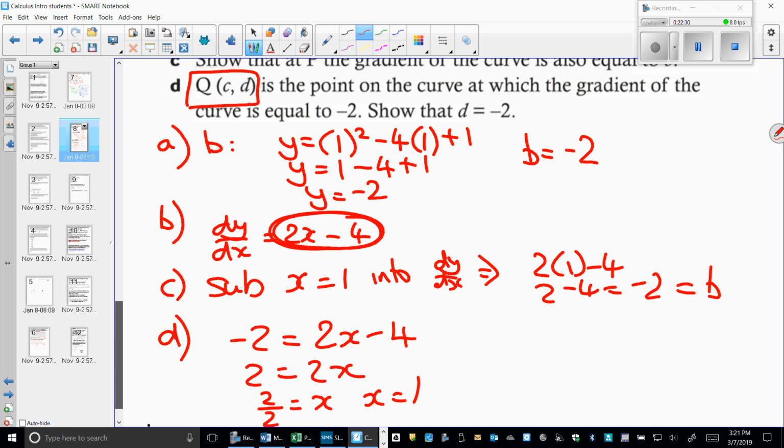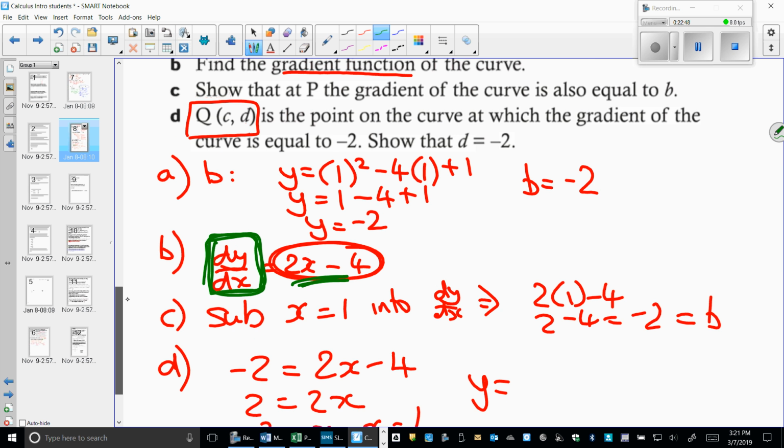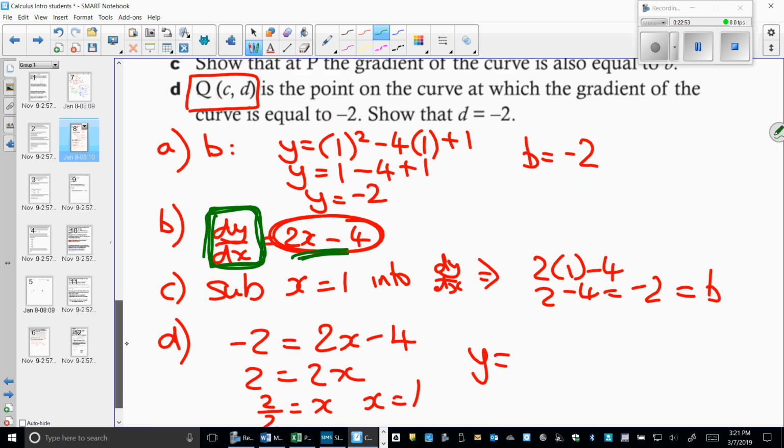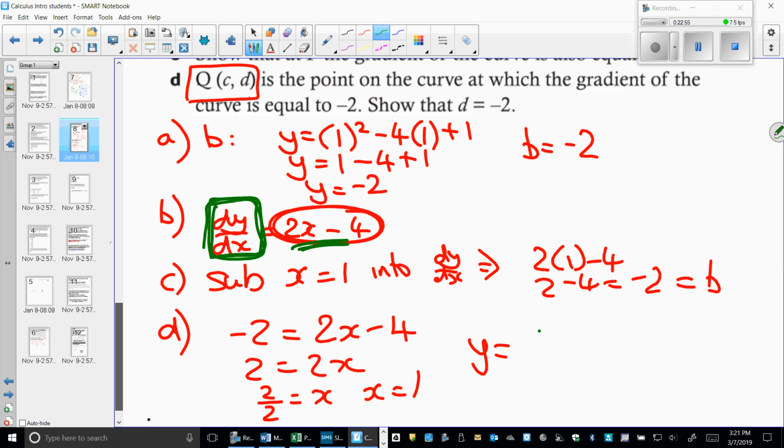How do we find D? We substitute that value of 1 into the original equation. Why the original and not the same one? Because remember that this 2x minus 4 talks about the gradient, it's the dy by dx. This is the only rule for y. So that was 1 squared minus 4 lots of 1. We've just done this already. That is equal to D.